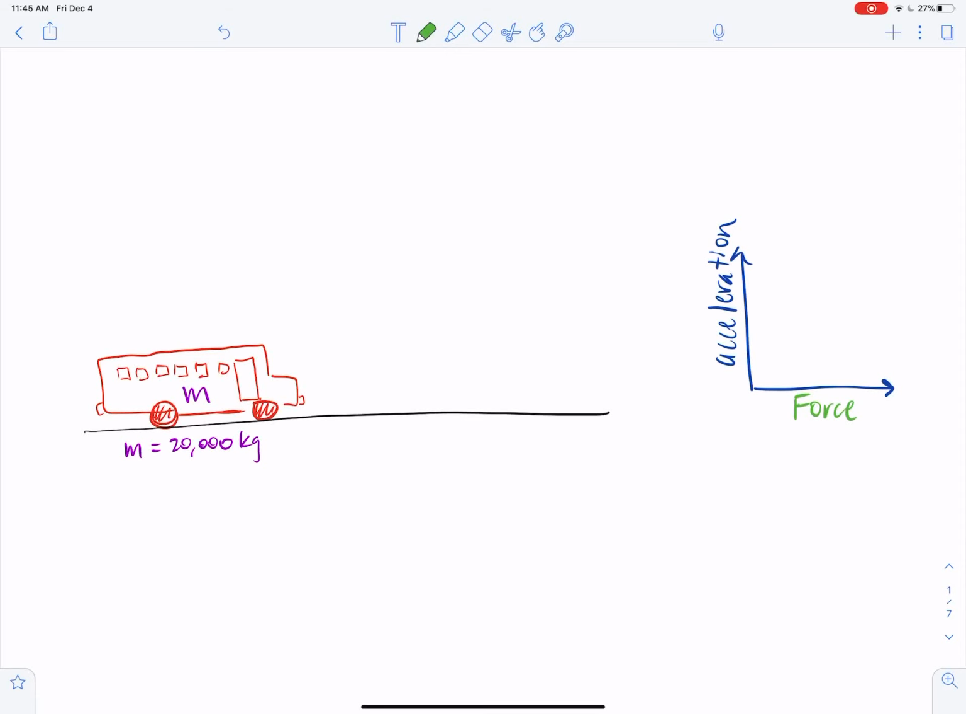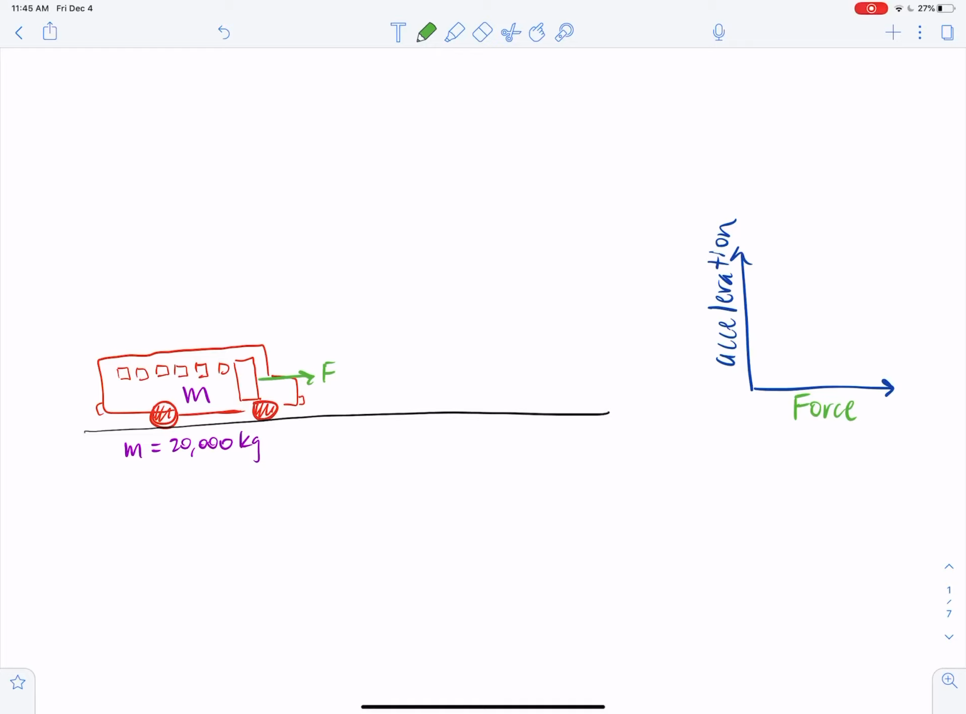Let's consider a tale of two buses. This first school bus has a mass of 20,000 kilograms and is at rest. And we want to know what would happen to the bus's acceleration if we pulled it with greater and greater force. So at the beginning, with this bus at rest, we pull it with a small force and we measure the acceleration of the bus at that force.